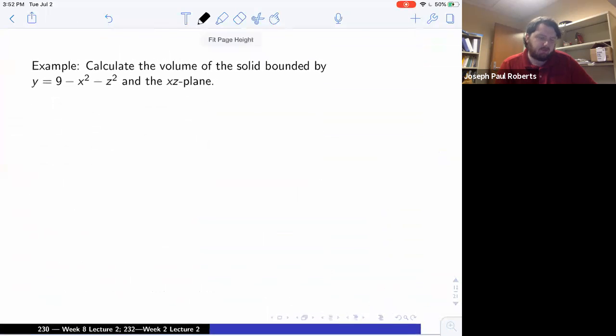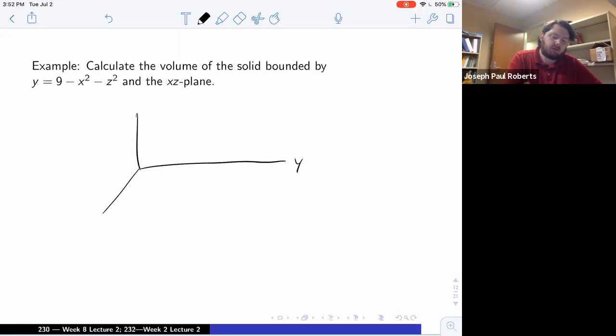All right, so calculate the volume of the solid bounded by the elliptic paraboloid y equals 9 minus x squared minus z squared and the xz plane. So let's see here. I guess I can make this my y-axis. And so I have this elliptic paraboloid opening to the left from y equals 9.